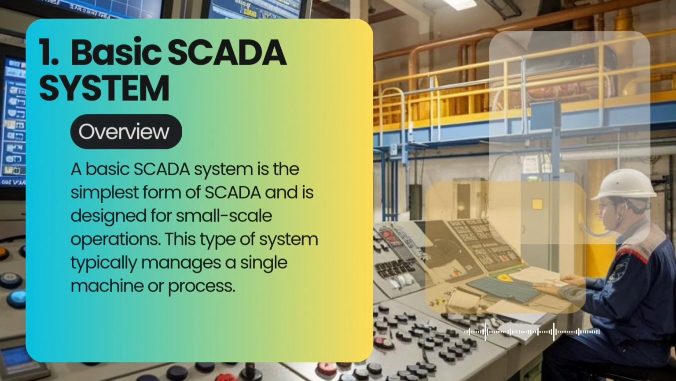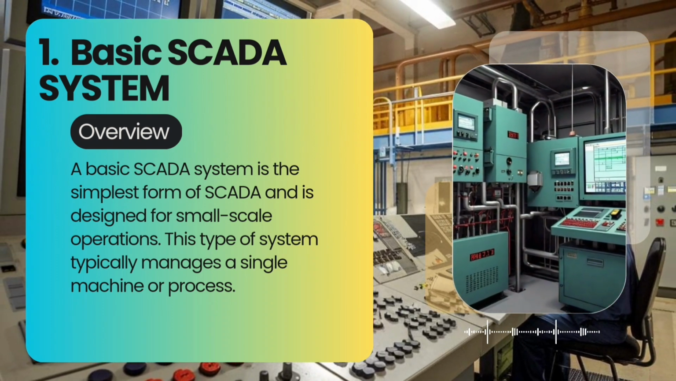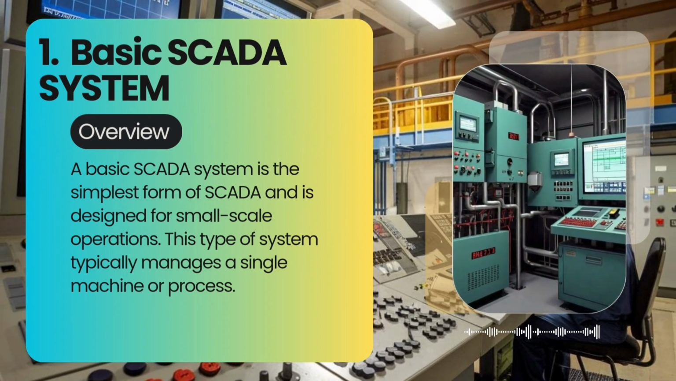1. Basic SCADA system. Overview. A basic SCADA system is the simplest form of SCADA and is designed for small-scale operations. This type of system typically manages a single machine or process.